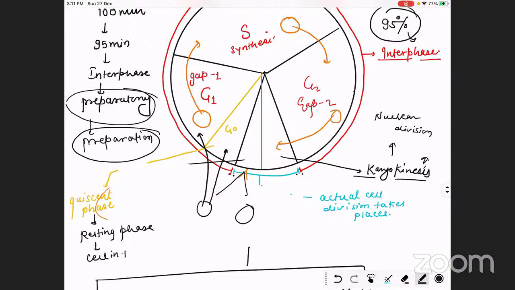Cells in this phase will not divide unless they are called on to do so.